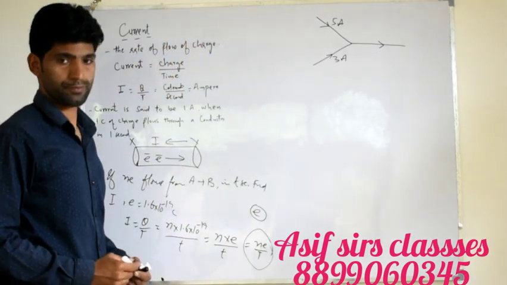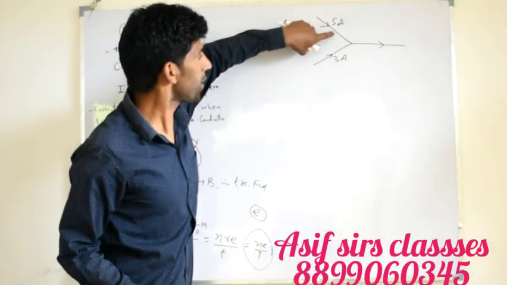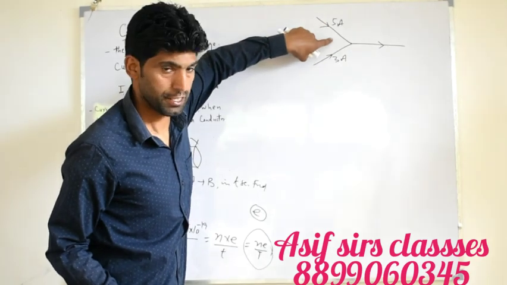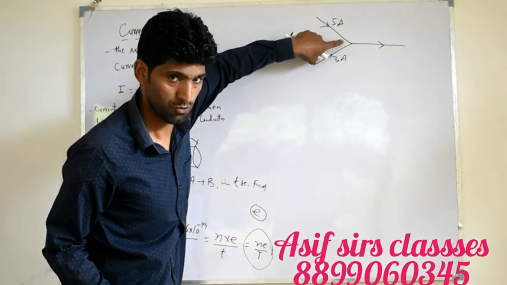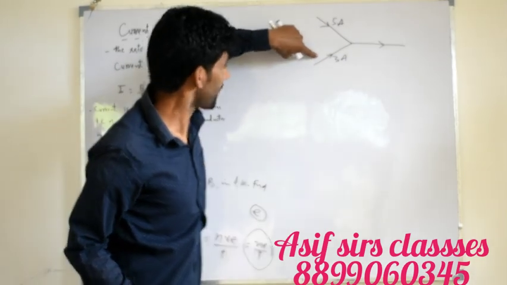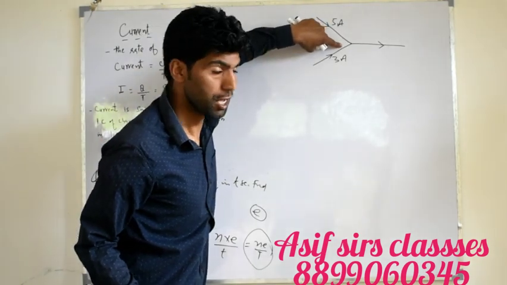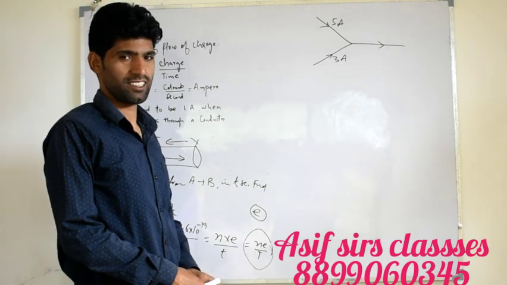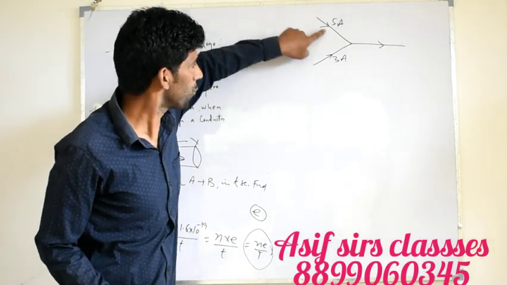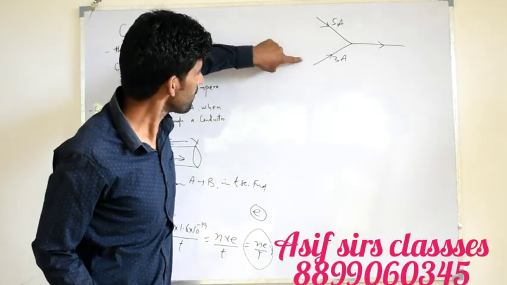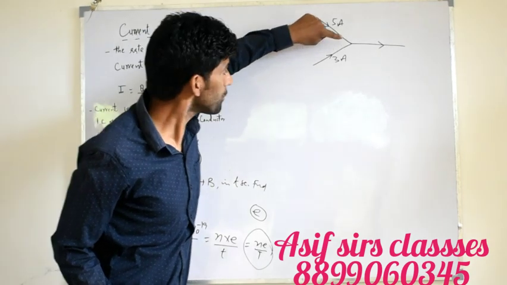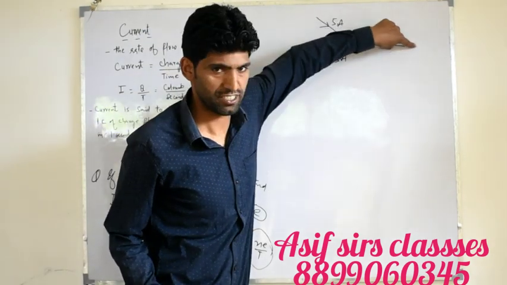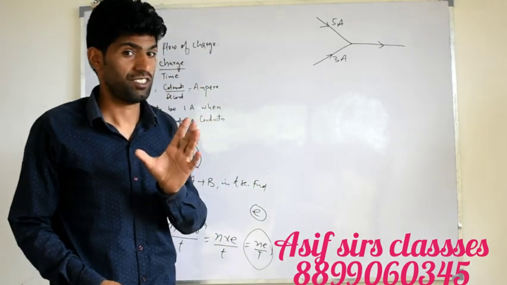See here. If 5 ampere of current is flowing in this direction, and 3 ampere of current is flowing in this direction, what will be the current in this direction? Just have a look, my dear viewers.